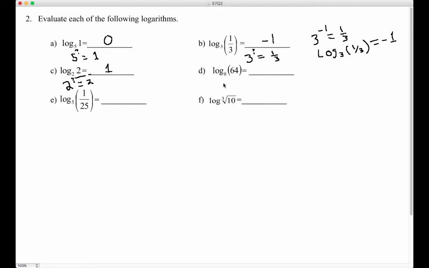Excuse me, part D. What is the exponent on an 8 that gets me back 64? Well, I think if I square 8, I get 64, so the exponent would be a 2.